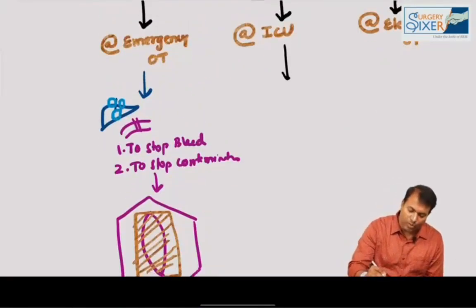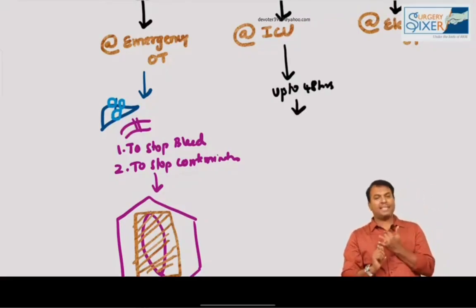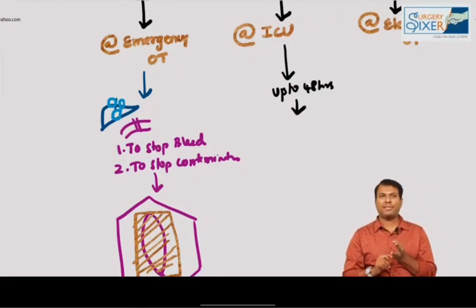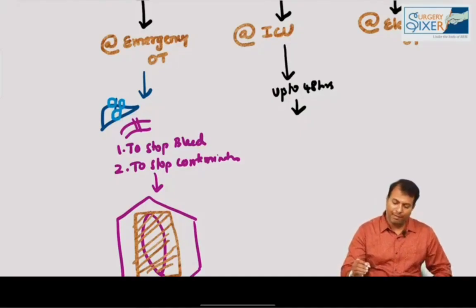In phase 2, which usually happens up to 48 hours from trauma, from the trauma time up to 48 hours, we keep the patient in SICU and manage him for hypothermia, acidosis, and coagulopathy. Hypothermia, acidosis, and coagulopathy will be managed in ICU for these patients. Please don't forget they will be managed in ICU and treated for this.